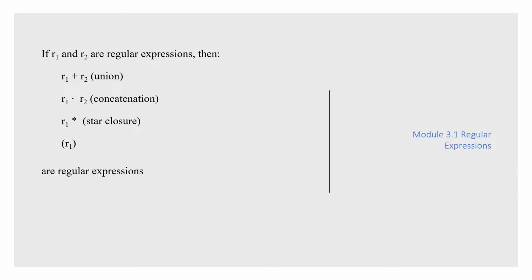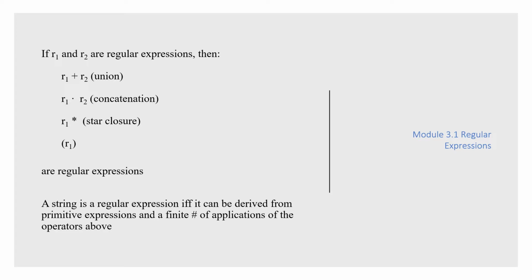So if two languages are regular, then you can use the plus for union, the dot for concatenation, you can have star closure, and you can also use parentheses. So if R1 and R2 are regular expressions, of course, we already said that regular languages are closed under certain operations, and these are also then regular expressions. It's going to be much more clear when I show you examples.